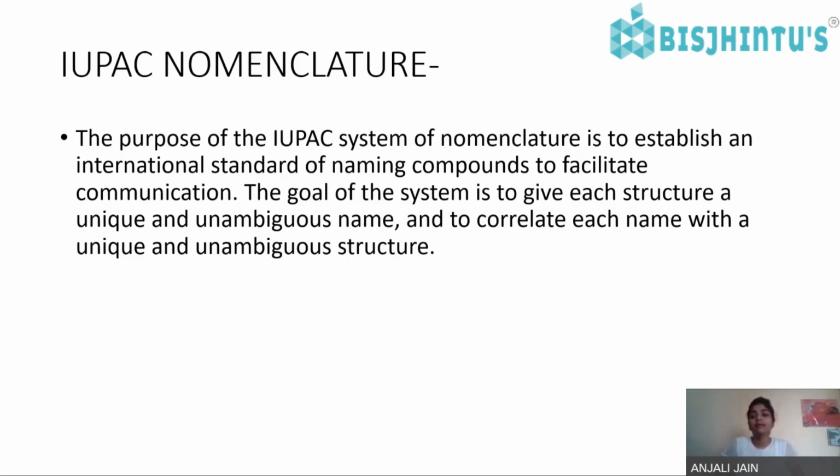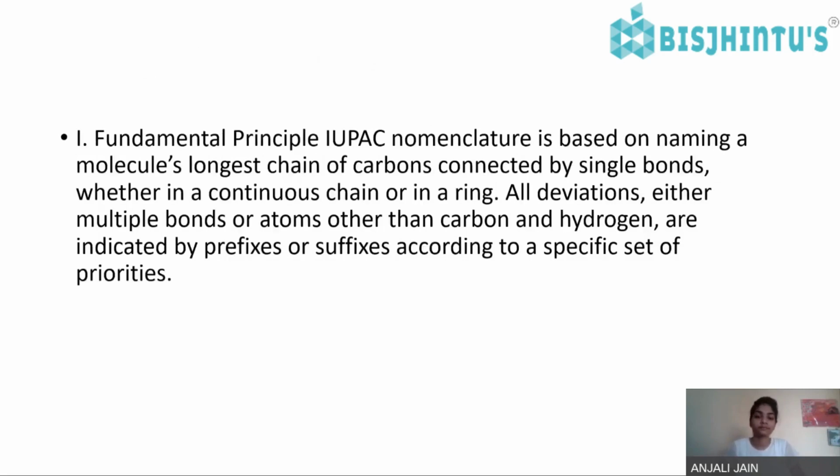So there will be no misunderstanding between compounds. If I say ethane, by following the IUPAC nomenclature, it is ethane worldwide, to facilitate communication. The goal of the system is to give each structure a unique and unambiguous name. No two structures will have the same name with this IUPAC nomenclature. So a unique and unambiguous name, and to correlate each name with a unique and unambiguous structure. So the structure is also different.